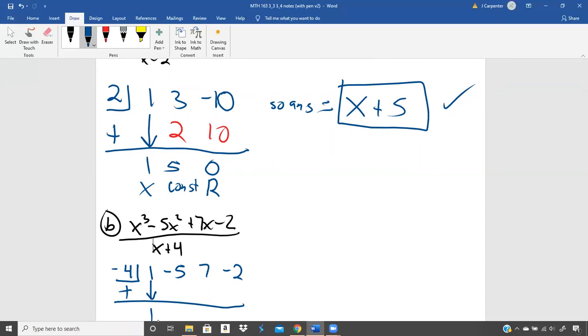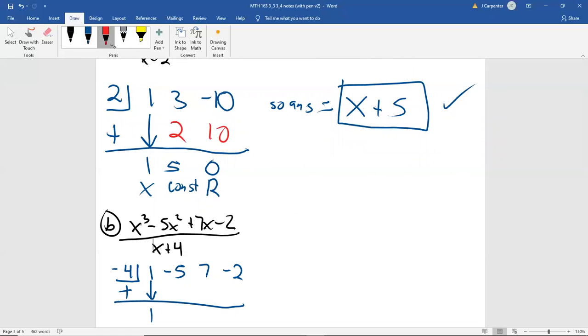1, and then multiply, add, multiply, add, multiply, add. For the multiplying, we take the 1 times the -4. This is what we multiply. And 1 times -4 is -4. And then we add. -5 plus -4 is -9. And then we multiply. -9 times -4 is positive 36. And then we add. 7 plus 36 is going to be 43.